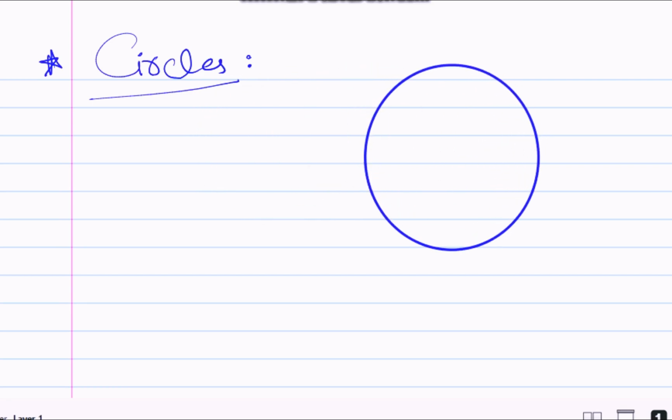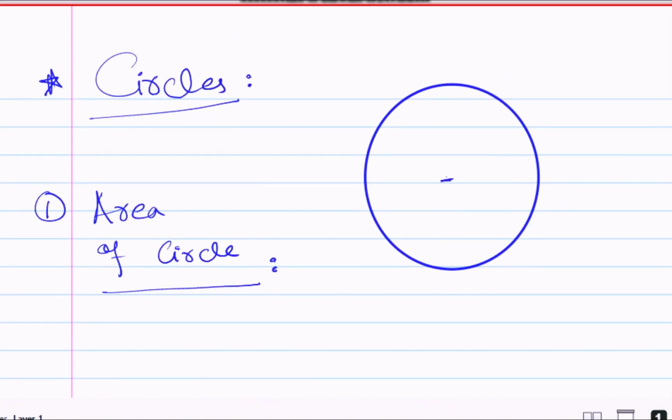Now there are several properties and parameters of the circle. First of all, let me tell you about the area. If someone asks you to find the area of a circle, what will you do? I told you before in previous classes, dear student, this is the center of the circle, and from here to here is called the radius line. A line drawn from the center of the circle to the boundary of the circle is called the radius line, and we represent it with r.